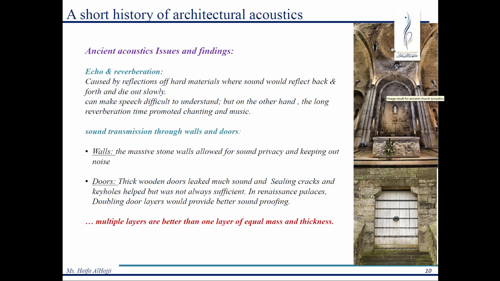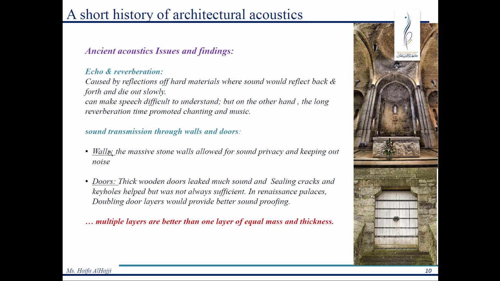Okay? So this is what they've done. In churches, they had areas that enhanced the reverberation: more reflective materials, large spaces, reflective surfaces. This allowed the musical events and chanting to be good. Now let's talk about sound transmission through walls and doors. Back then we had walls and doors. Definitely for the walls, the thicker the wall, the better. The thicker the wall, the more decrease in sound transmission you have between one space and the other. So the higher the privacy you have.